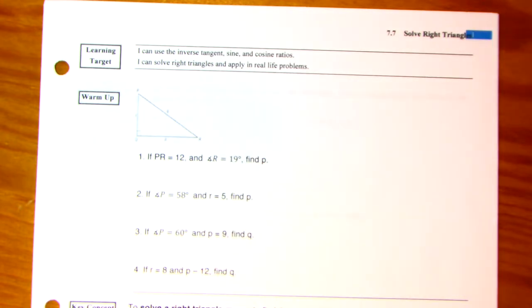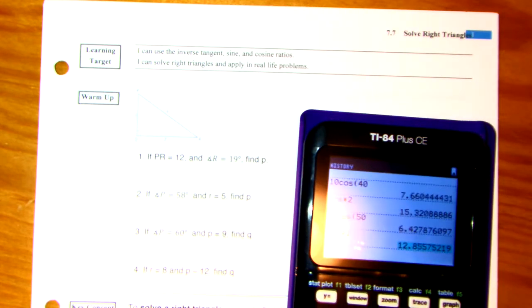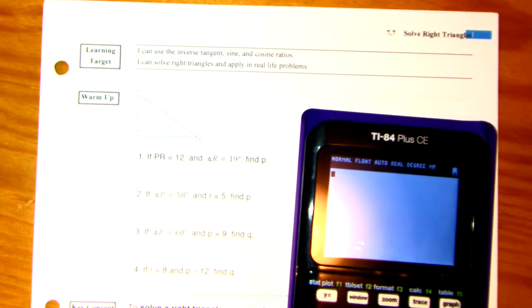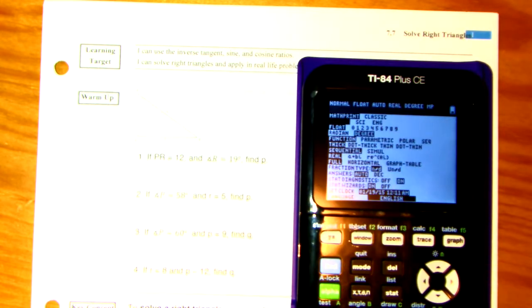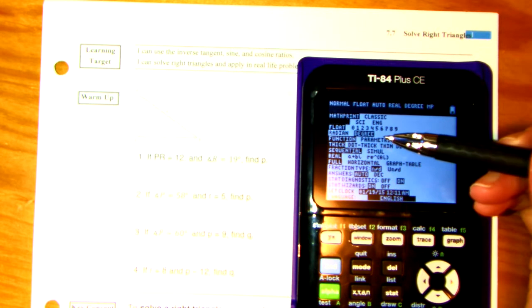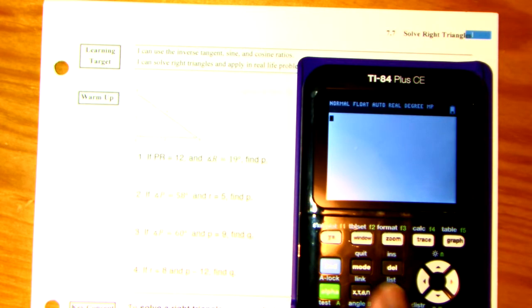All right, here we go. I do have my handy calculator. You need to make sure, press mode, that you are in degree mode, okay? The calculator has a default to be in radians. Just like moving from inches to centimeters, there are two different ways you can measure an angle. We are primarily working with degrees, so make sure you press mode, which is this key right there, and go from there.